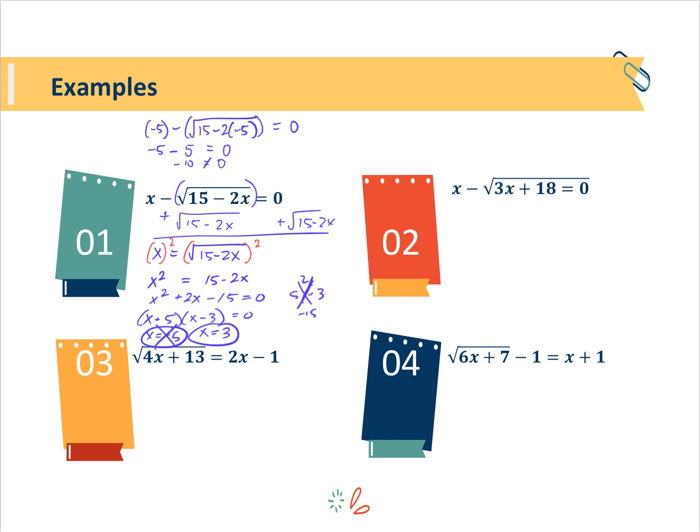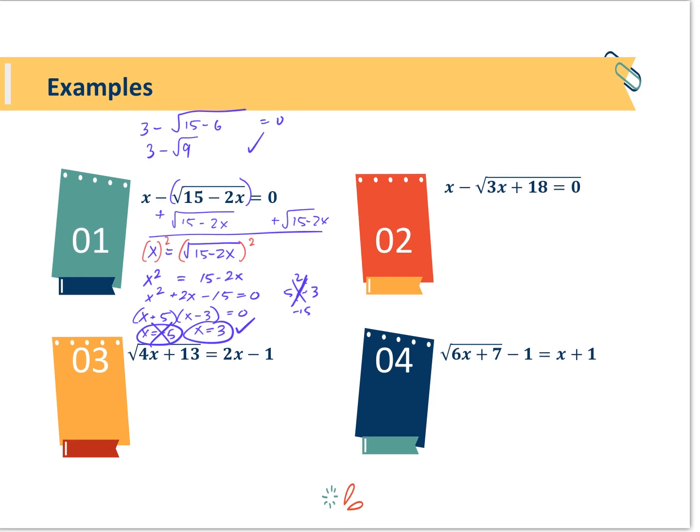And then I'll try the 3. When I come back up here and substitute 3, I get 15 minus 2 times 3, which is 6. So 3 minus the square root of 9. 3 minus 3 is 0, and so this one works. One of them was extraneous. This is the only valid solution in this problem. So you're going to get these, and you just have to check them. Whenever you see a variable inside of a radical or a variable in the denominator, you have to check your answers.